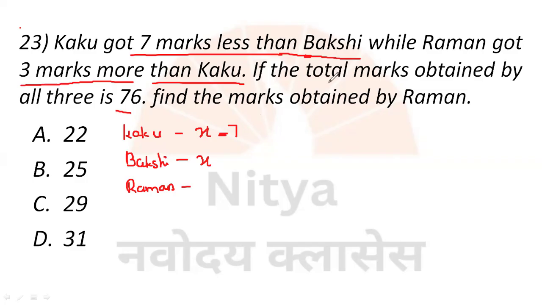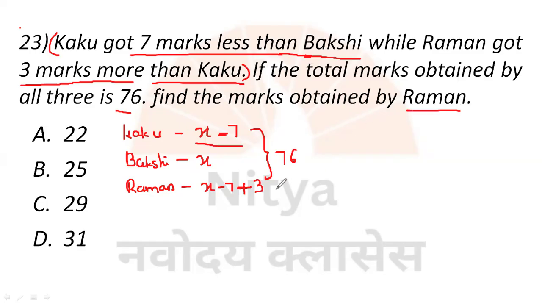And Raman's marks. Raman got 3 marks more than Kaku. Here Kaku's marks is X minus 7. So Raman got 3 marks more than that, so plus 3. This is the meaning of this sentence. Next, the total marks obtained by all 3 is 76. Find the marks obtained by Raman.